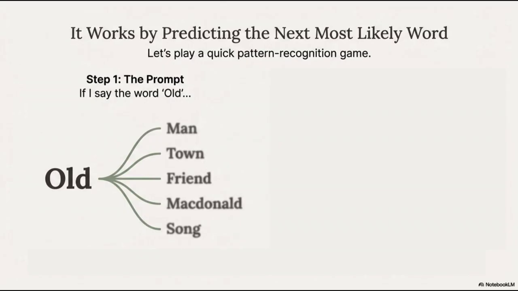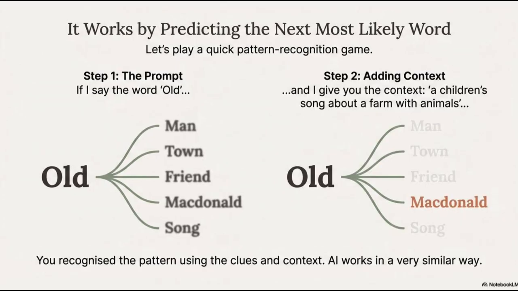Here's a simple example of how it works. If I say to you, old, what do you think the most likely next word would be? What if I said it was a children's song about a rural area with animals? Yes, it's Old MacDonald had a farm. We got there by recognizing the pattern of the clues and context in a similar way to AI, and this is an important point to note. AI's output depends on context, so the clearer your prompt, the better the result.